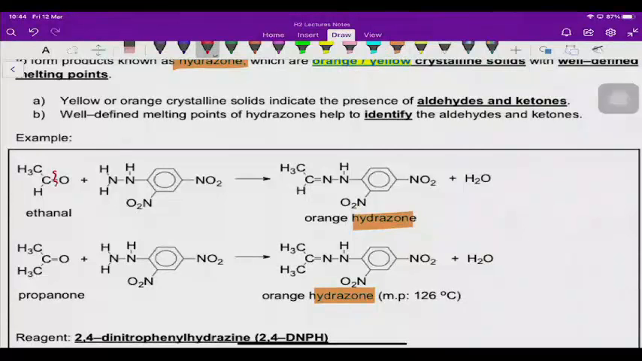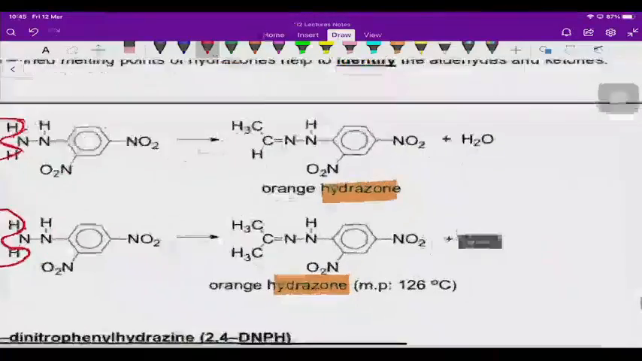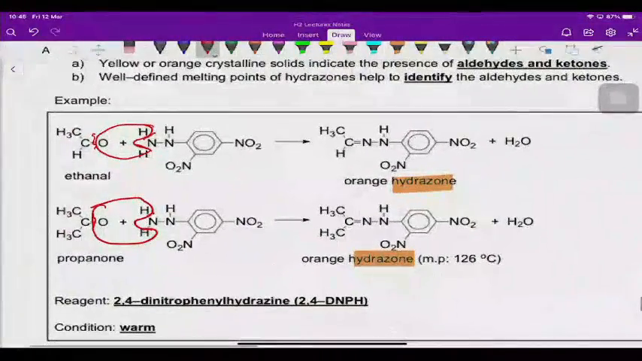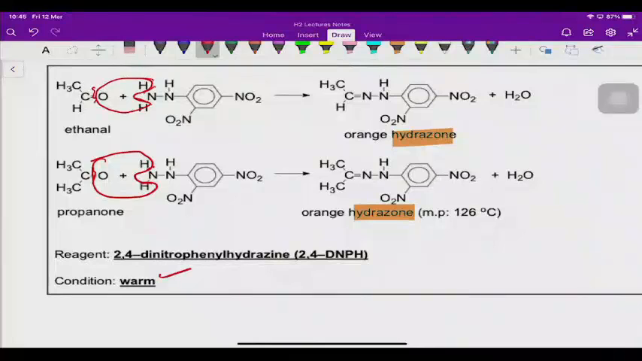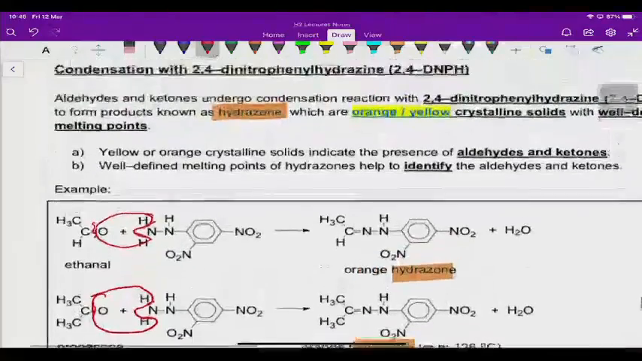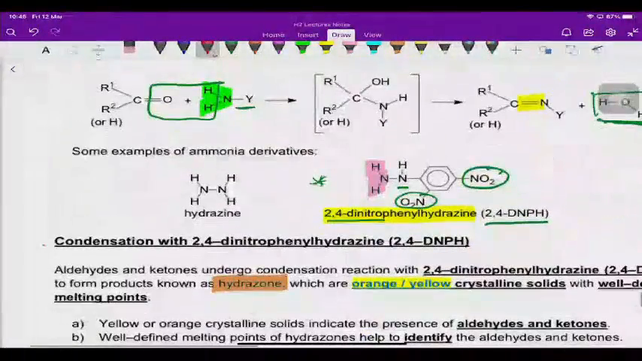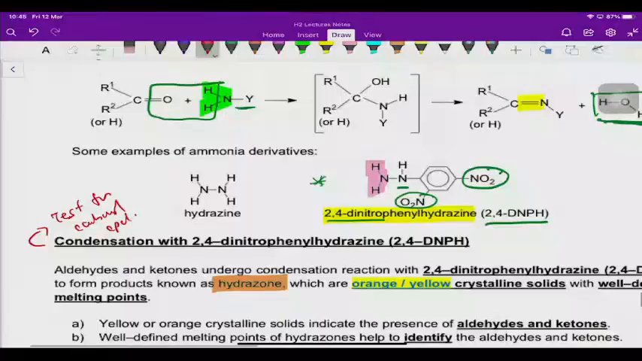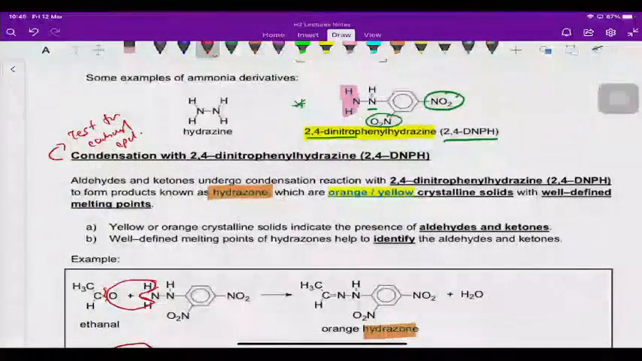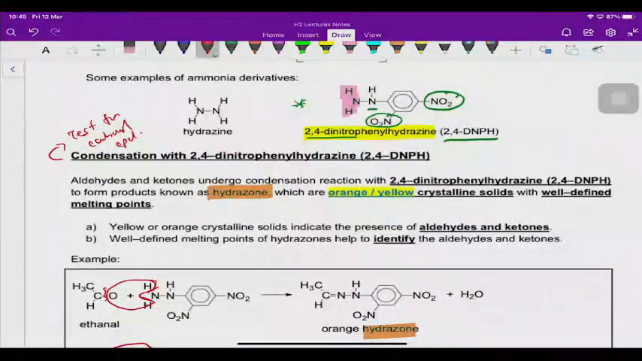And of course, break here, form water, and the hydrazone. So very easy. And the condition is also very easy. You don't need anything except 2,4-DNPH and then warm. So always remember, this is a chemical test, the test for carbonyl compound. Only ketones and aldehyde have a positive test. So if you are asked to differentiate between carbonyl compound and other functional group, think of this. Very easy to do.